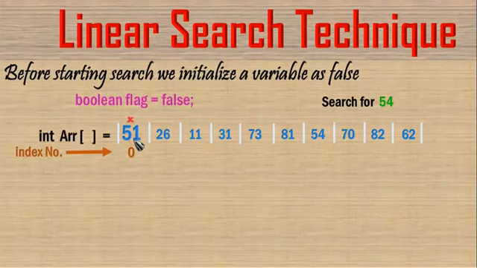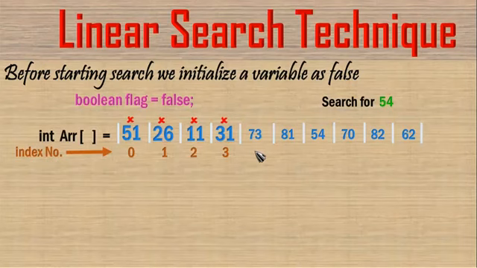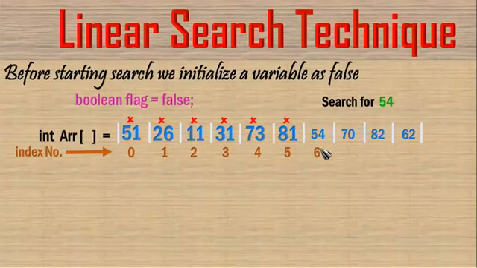Then it is false here. It will go to the next index number, that is 1, and then it is comparing, again it is false. So, it will keep on comparing like this, it becomes false. Third one, it is false. Fourth one, again it will be false. Fifth one also, it is false. Now, sixth one, it is true.